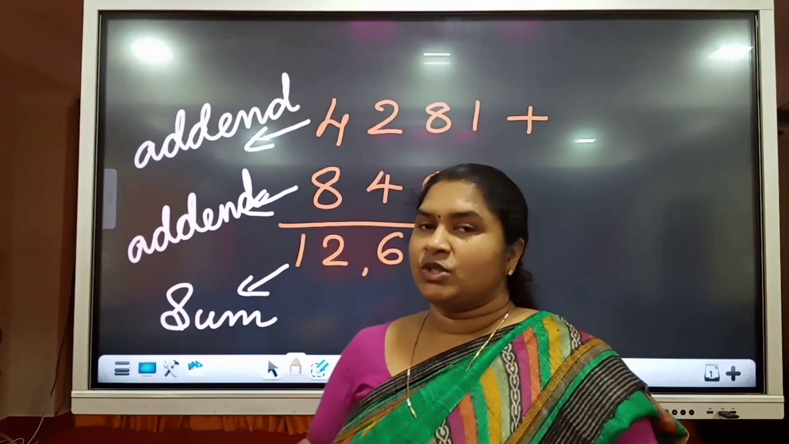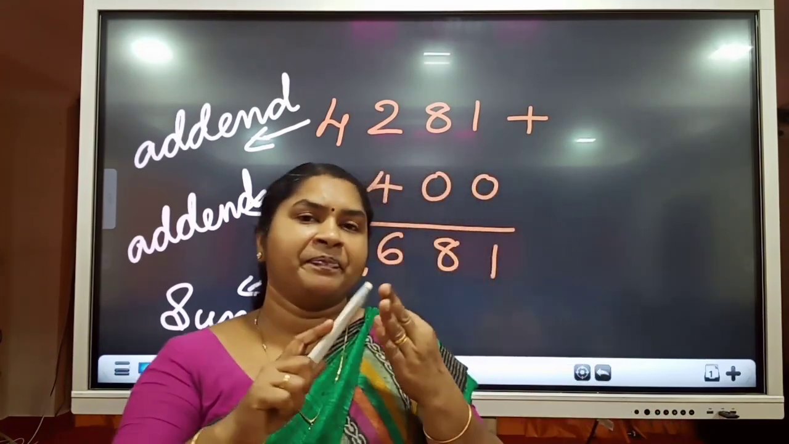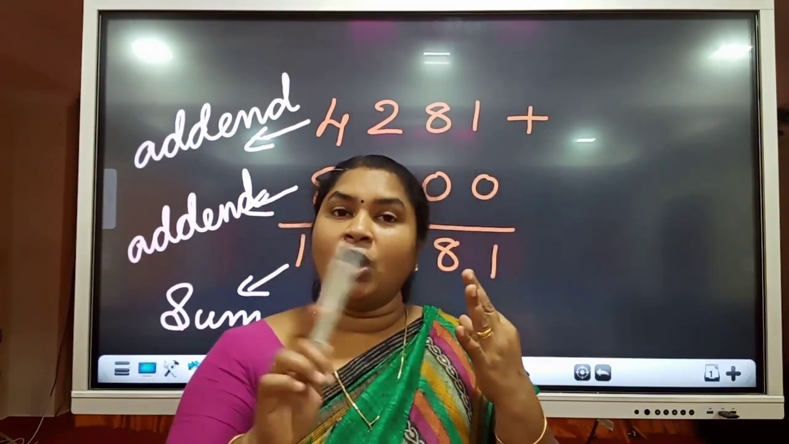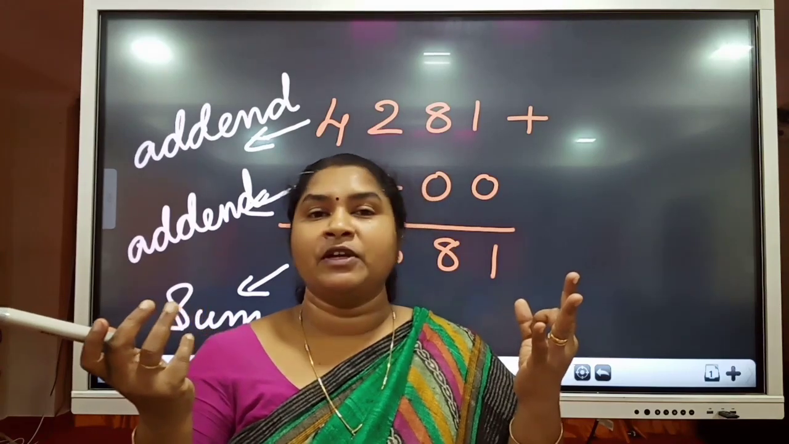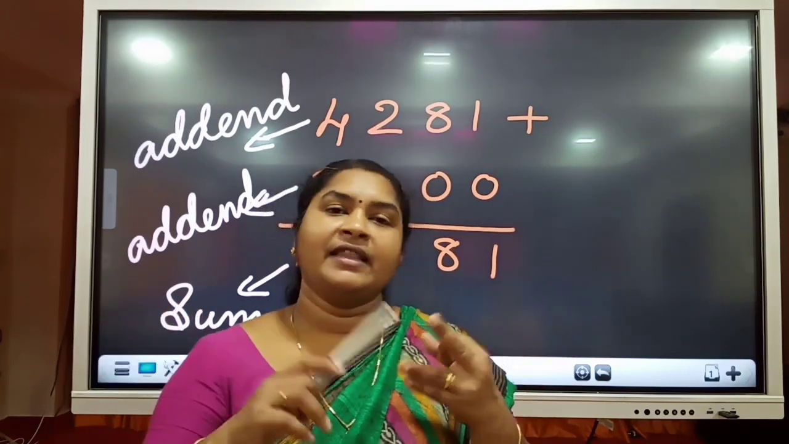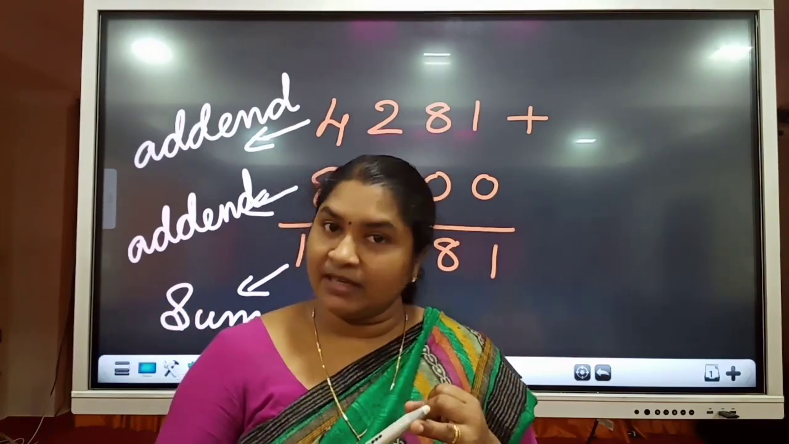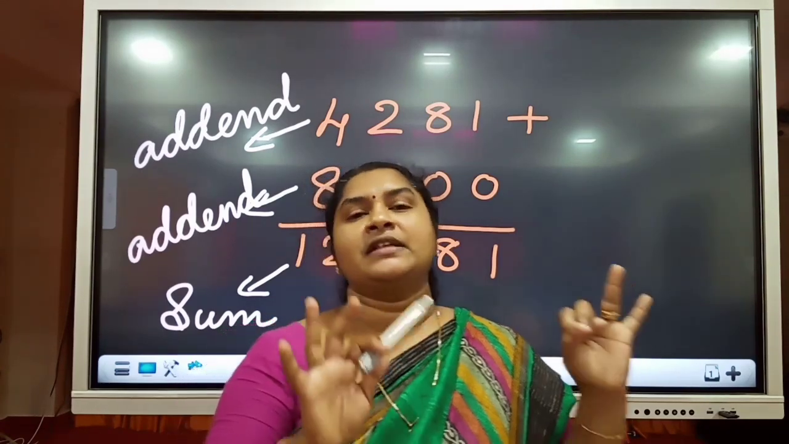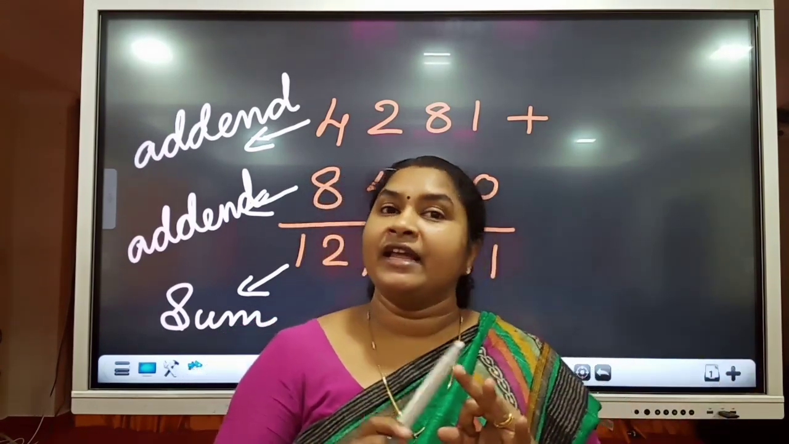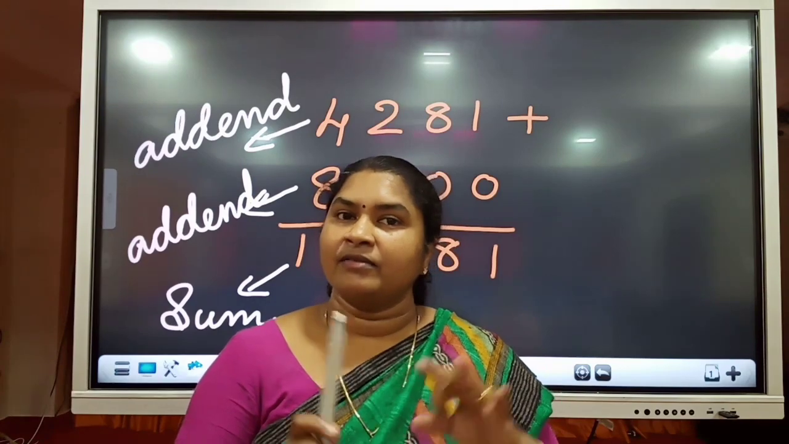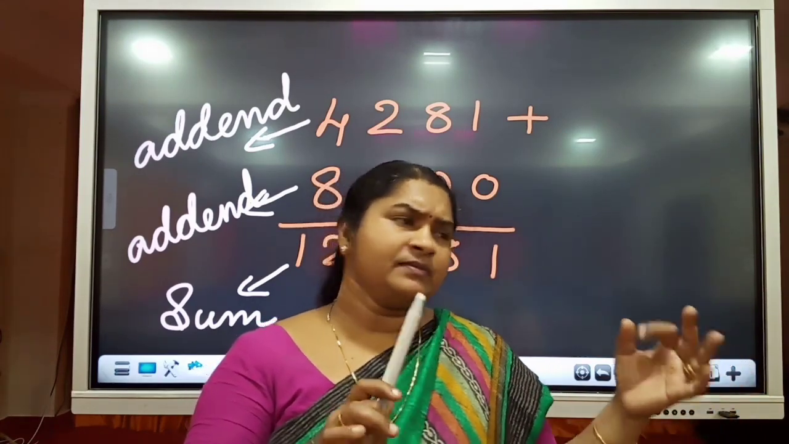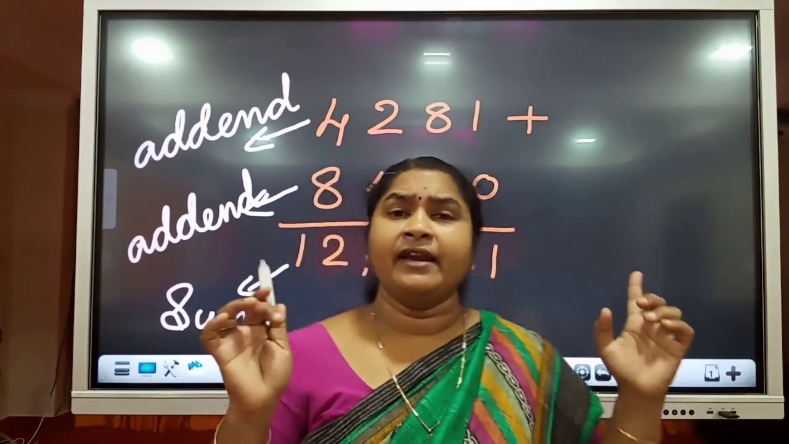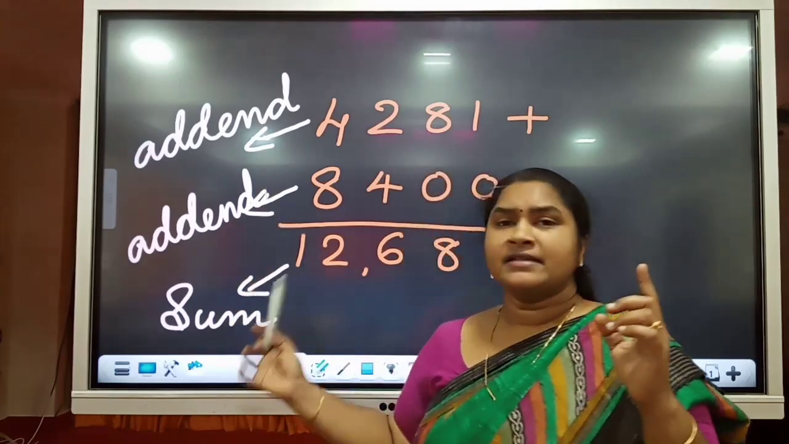Okay children, so 3 properties we have discussed. The first one, the order can be changed, the result will not be changed. Then the second one, adding 0 to a number will give the number itself, and adding 1 will get the successor. And now we have studied the addends and sum.